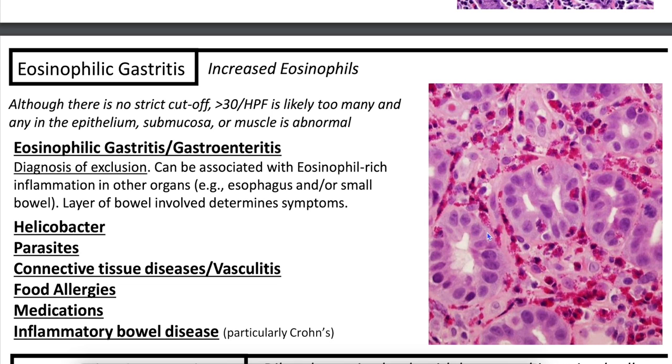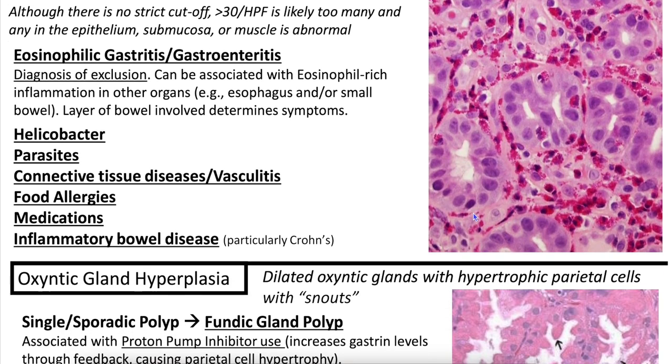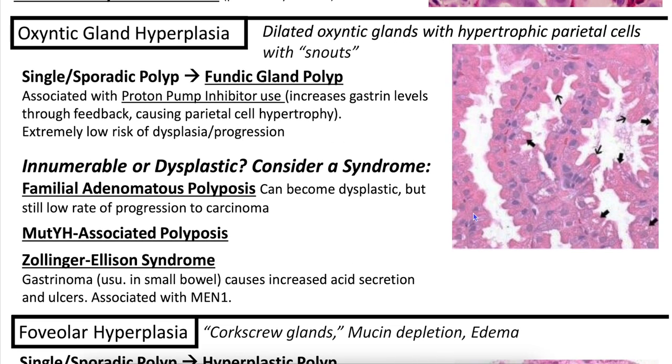Eosinophilic gastritis, greater than 30 per high power field. Eosinophilic gastritis, gastroenteritis, Helicobacter, parasites, connective tissue disease, vasculitis, food allergies, MEDs, IBD. Oxyntic gland hyperplasia, hypertrophic parietal cells with snouts. Single fundic gland polyp due to PPI use.